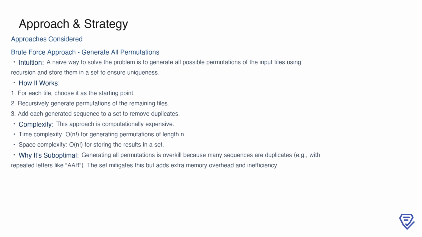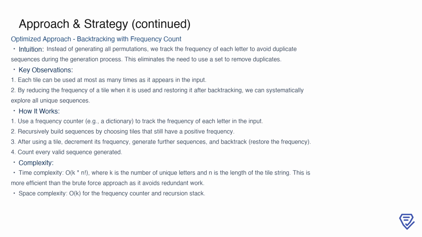The main drawback is inefficiency, as this approach generates a lot of duplicate sequences, especially when the input contains repeated letters like AAB. Although the set helps remove duplicates, it introduces additional memory overhead, making this approach impractical for larger inputs. A more efficient strategy is to use backtracking with frequency counting.